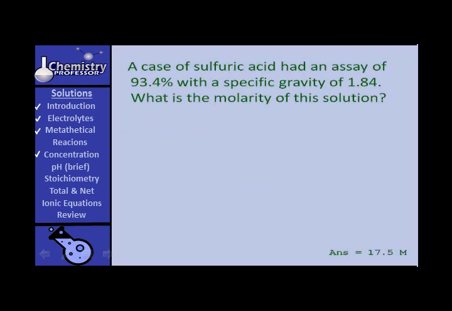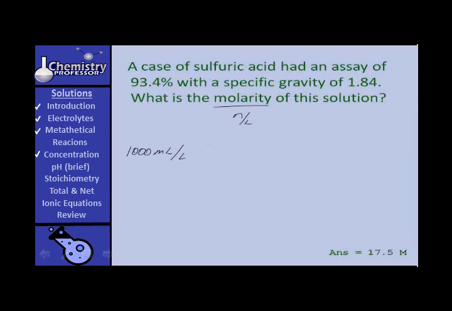Now we want to know what is the molarity of this solution. It is not at all unusual for cases of things like sulfuric acid to come in with this kind of information. And it is necessary very often for us to know or to confirm the molarity of the solution. Now molarity, as you know, is moles per liter. So I'm going to use a liter of this and figure out what the molarity is. A liter is 1,000 milliliters. So I use 1,000 milliliters per liter.